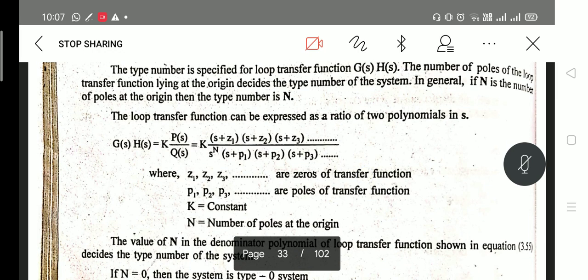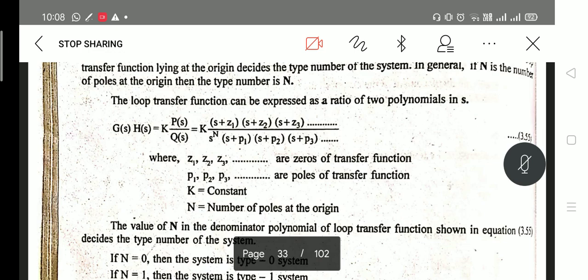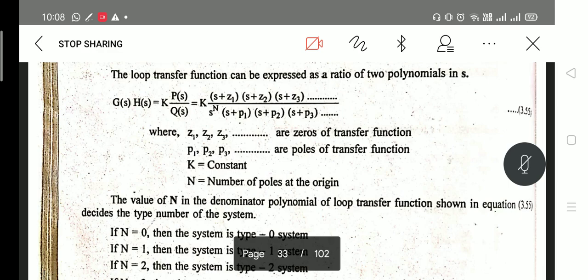Okay, here s plus z1, s plus z2, s plus z3, like this I am representing the numerator, and the denominator with s plus p1, s plus p2, s plus p3, like that. In this, z1, z2, z3 are the zeros of the transfer function. Okay, p1, p2, p3 are the poles of the transfer function. In the denominator we represent poles, in the numerator we represent zeros. Okay, here k is the constant and n is the number of poles.